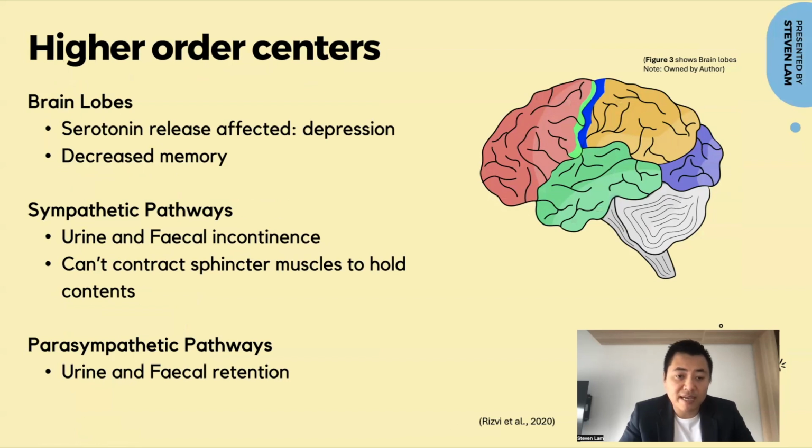Now, the higher order centers in the brain, so if it starts affecting areas of the brain lobe, you can get decreased serotonin, which means you get depression. Patients also get decreased memory. Now, if it affects the sympathetic pathways, it can also cause incontinence of your urinary and fecal tract. Now, the reason why is because the sympathetic pathways is meant to help sphincter muscles hold together, contract. But when you can't control them, they get released and you can't hold in your contents.